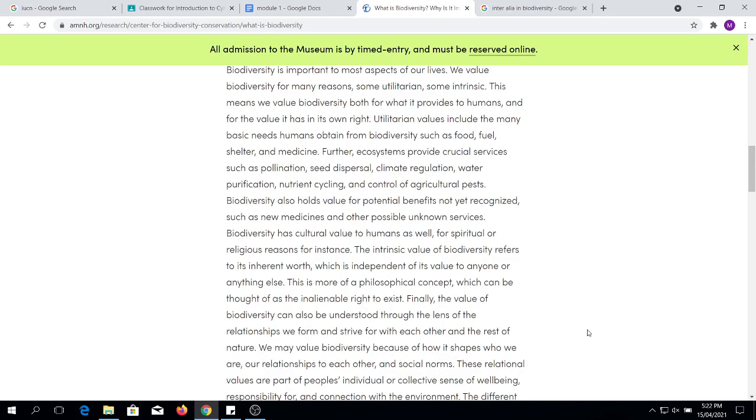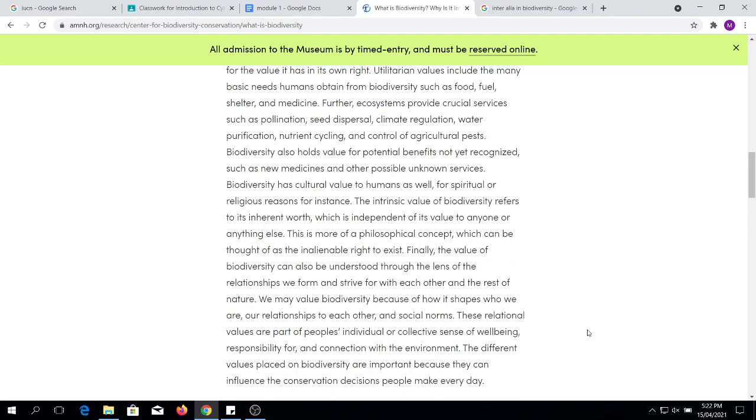So finally, the value of biodiversity can also be understood through the lens of the relationships we form and strive for with each other and the rest of nature. So we need to understand its value because of how it shapes who we are and our relationship to each other, and of course in relation to our social norms as well. So these relational values are part of us. Okay? And the collective sense of well-being. So there is really a responsibility and connection with the environment.